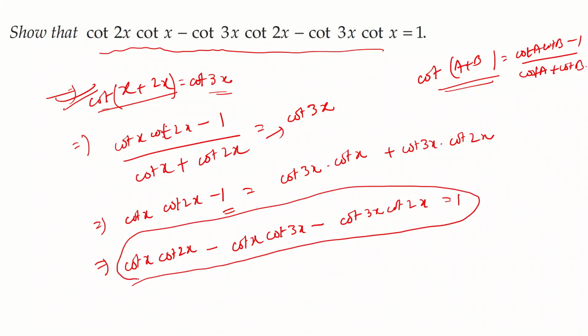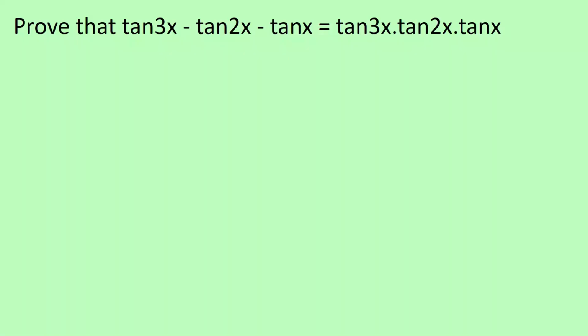So you see, we didn't start with the LHS or the RHS. We just started with something that we already knew, x plus 2x is equal to 3x, and took cot on both the sides. And this is how. So there is one more question that I leave to you for proving. Just in the same way, you have to start like this. x plus 2x is equal to 3x, and take tan on both the sides instead of cot now. So tan of x plus 2x is tan of 3x. Expand this left hand side and then cross multiply, and you'll be getting the answer. And that's it.